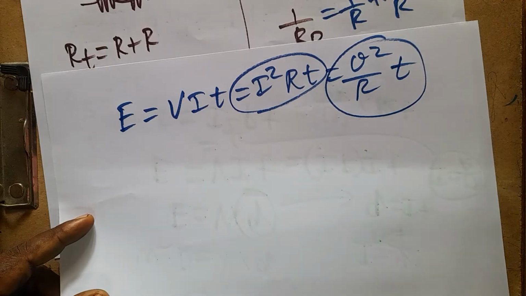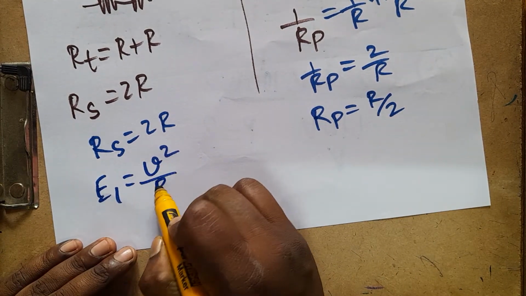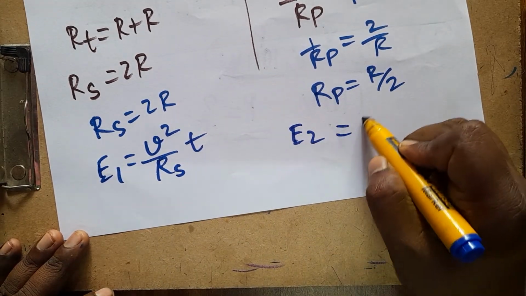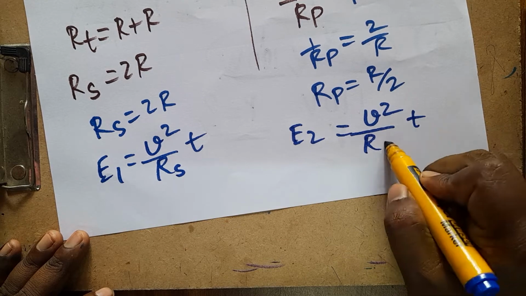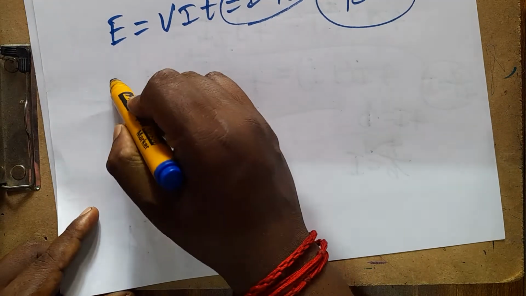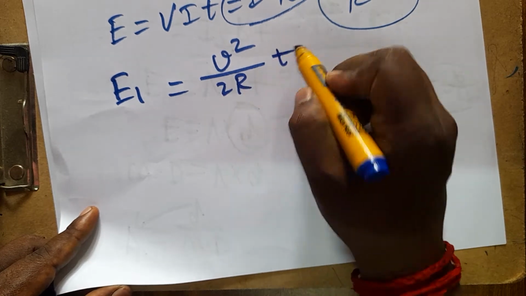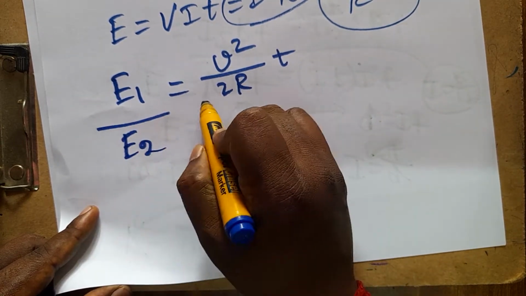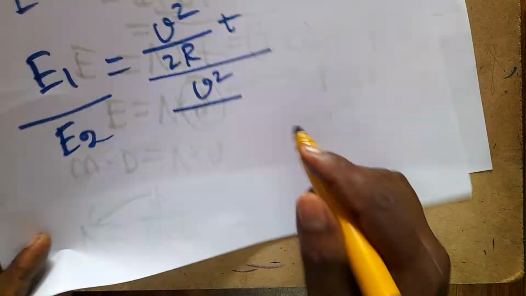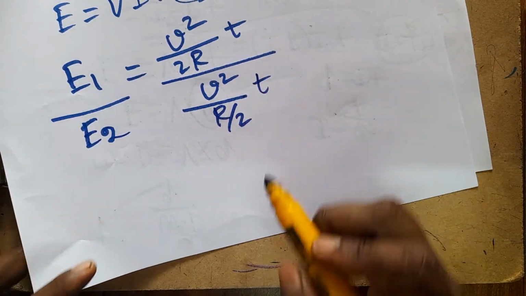So for energy 1, V square divided by R into T, according to this, resistance in series. Energy 2, V square by R into T, this is parallel. Now we will find the answer. Energy 1 is V square by 2R into T, because it is in series. Energy 2 is V square by R by 2 into T, because it is parallel.